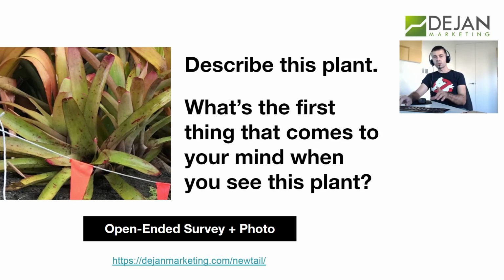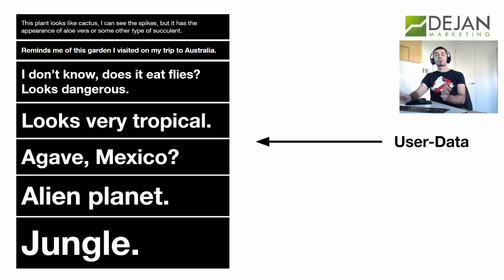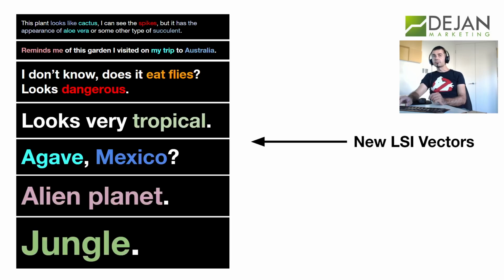And by the way, if you want, you can take a look at the article I wrote about this process a little bit more in depth. So the user data will show surprising things we didn't think about. In this case, we've got jungle, alien planet, agave, Mexico, tropical, does it eat flies, is it dangerous?